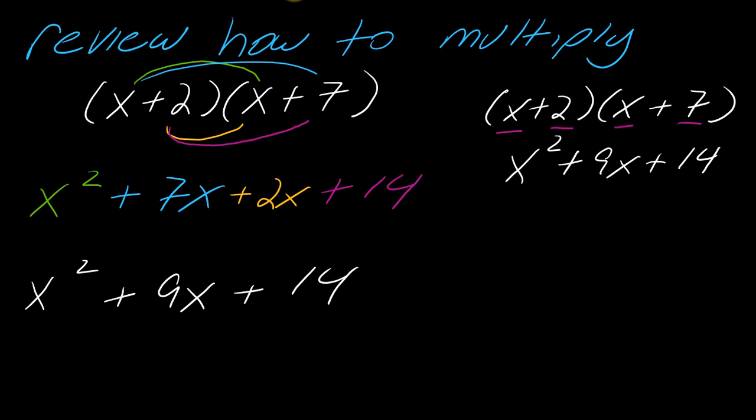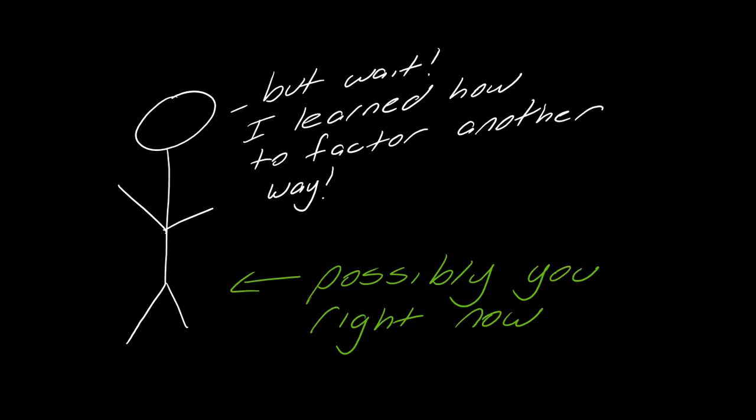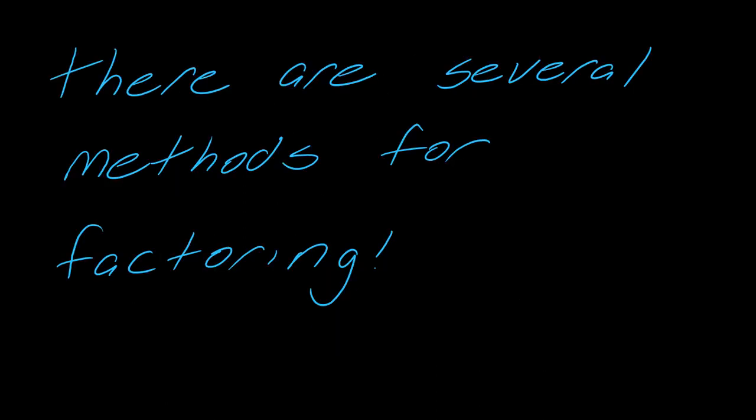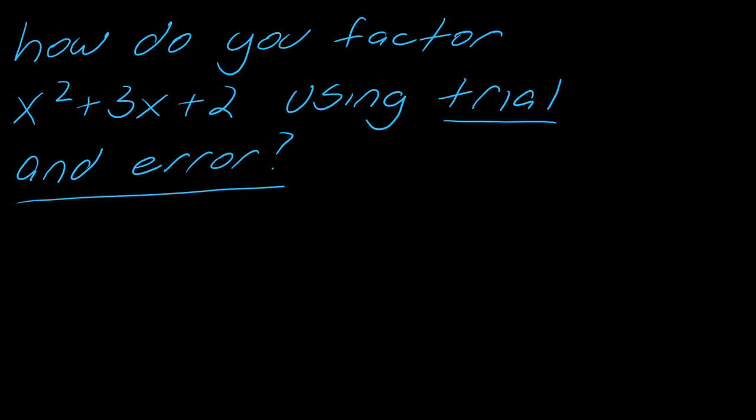Sorry about that. Okay, so let's keep going. All right, so now let's actually talk about factoring. So I've got x squared plus 3x plus 2. So in this video, I want to talk about using trial and error. And before we get into that, I want to throw out, I'm using trial and error. And you might be saying, but wait, I learned to factor doing these other ways. So there are several methods for factoring. And what I want to mention here is that the trial and error method is going to be the fastest method. So it's important for you to feel comfortable with this. So let's talk about how to use this method.